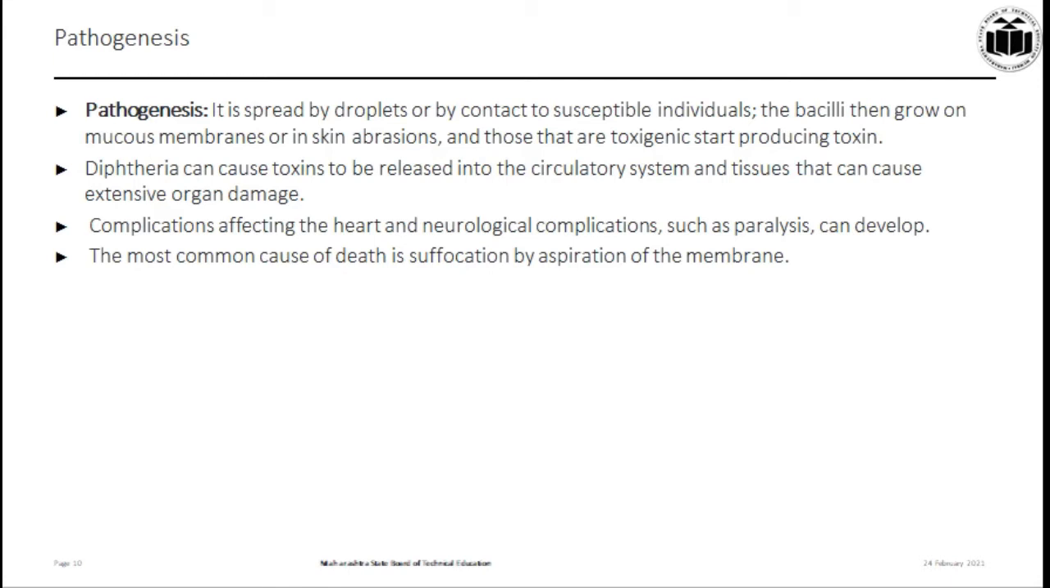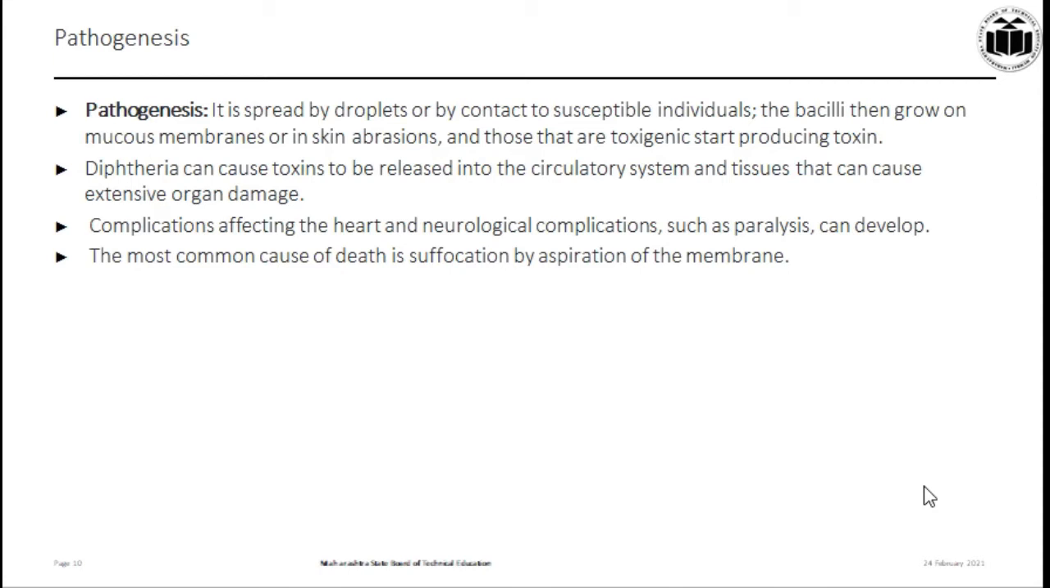The most common cause of death is suffocation by aspiration of the membrane. So they also cause severe damage to the brain, circulatory system, and respiratory system, and hence this bacteria should be diagnosed early in the patient and well treated. So this is the pathogenesis of Corynebacteria.